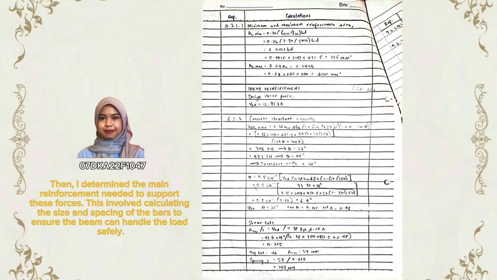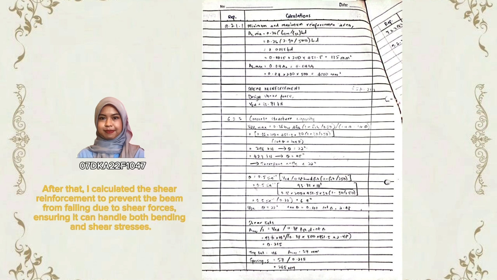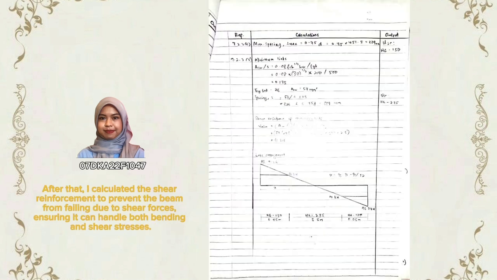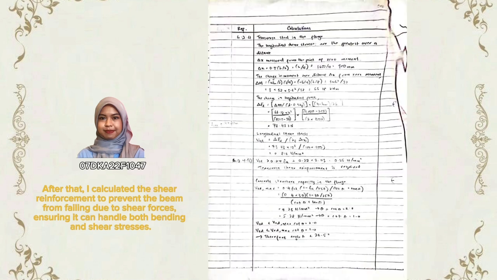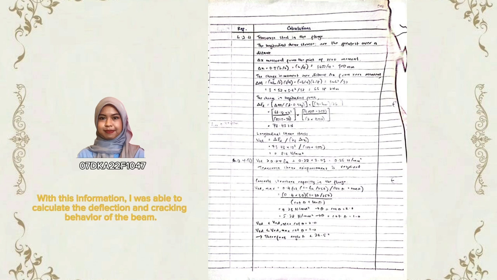This involved calculating the size and spacing of the bars to ensure the beam can handle the load safely. After that, I calculated the shear reinforcement to prevent the beam from failing due to shear forces, ensuring it can handle both bending and shear stresses. With this information, I was able to calculate the deflection and cracking behavior of the beam.